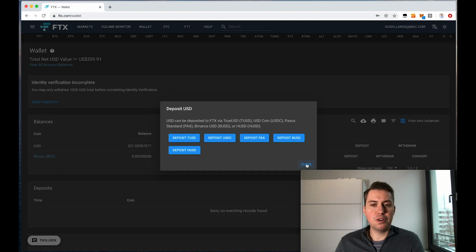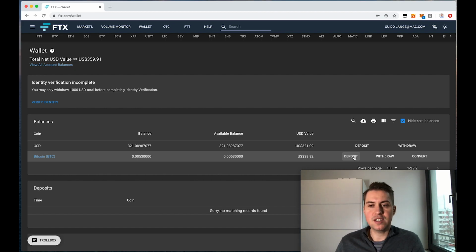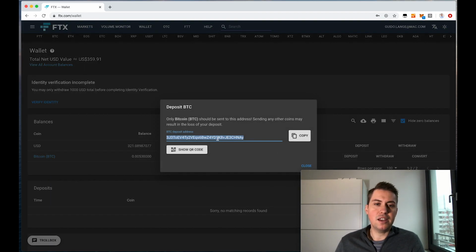However, for most of you, it's probably easier to just deposit Bitcoin on FTX. In order to do that, you just click on deposit, and then you get a BTC address where you can send your BTC to. Once you did that and the transaction is confirmed, you can start trading immediately. It usually takes, it depends, 10 to 30 minutes until the transaction is confirmed, and then you can start trading.